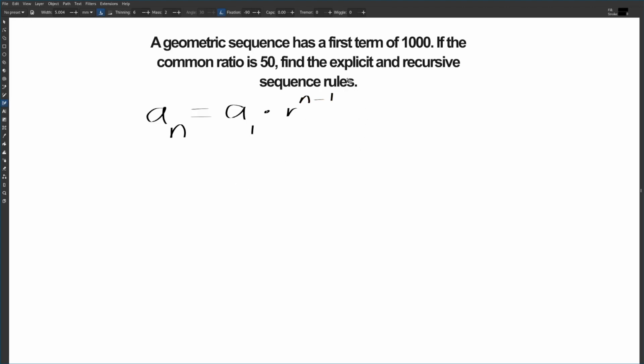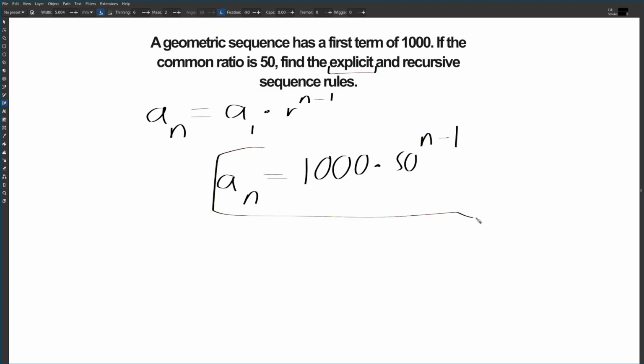Okay, so you have that the first term is 1000, so we can replace that in here. a sub n is equal to 1000 times the ratio to the power of n minus 1. And we're done for the explicit one. Okay, so that's half of our answer. And for the recursive.